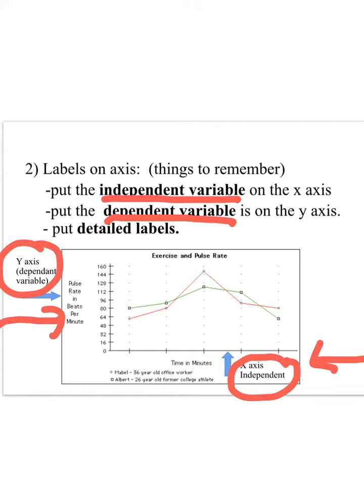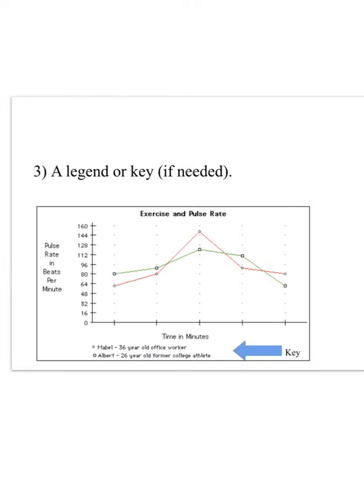So for example, pulse rate was our dependent, and we have a nice detailed label for it, pulse rate in beats per minute. And then down here we have a good title for our x-axis, which is the time. This is what we were changing. In this case, it's actually not the exercise, kind of weird, but the time in minutes. So again, that's what was being changed. At this point in your notes, at number 3, you will need to write this down.